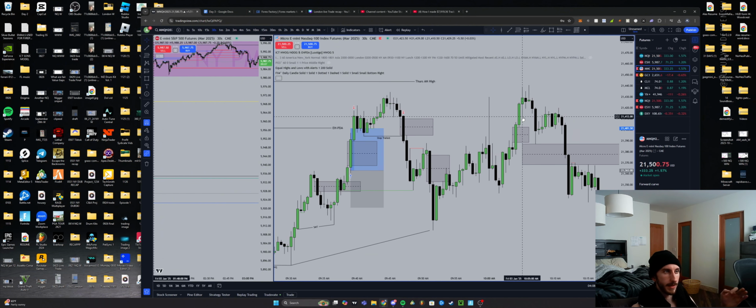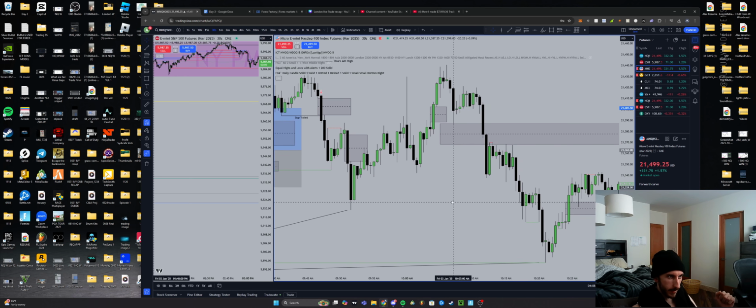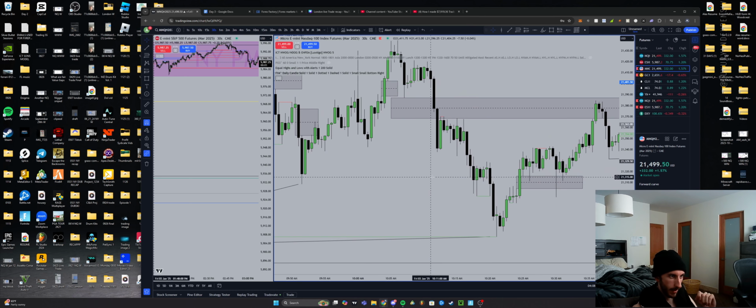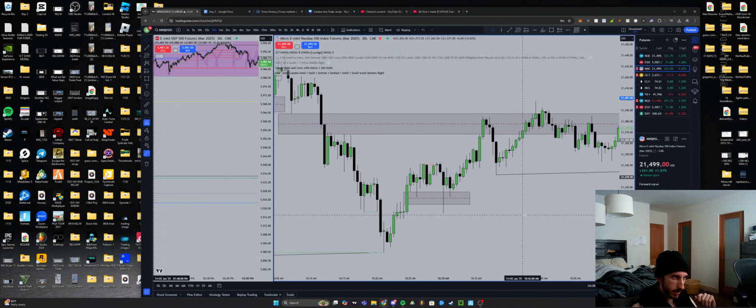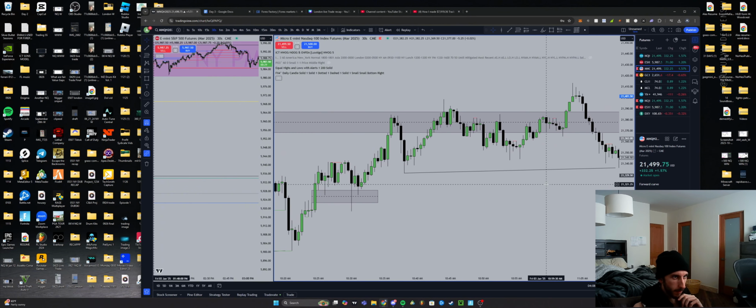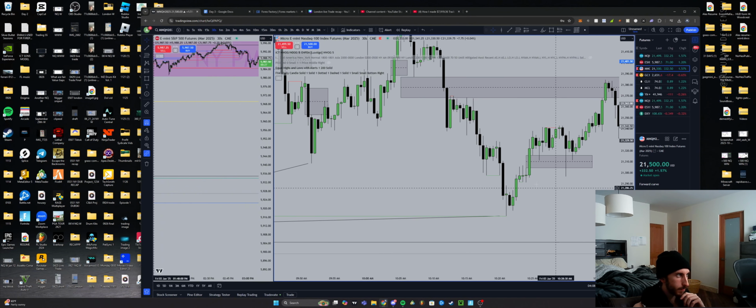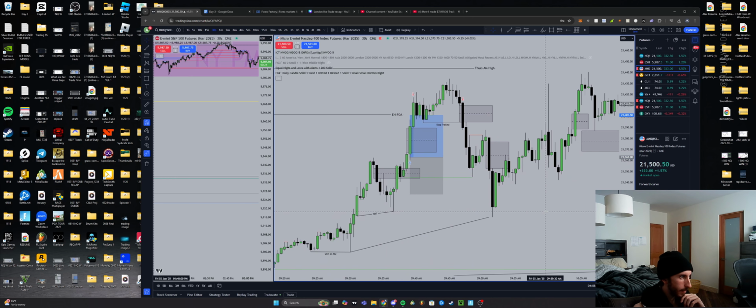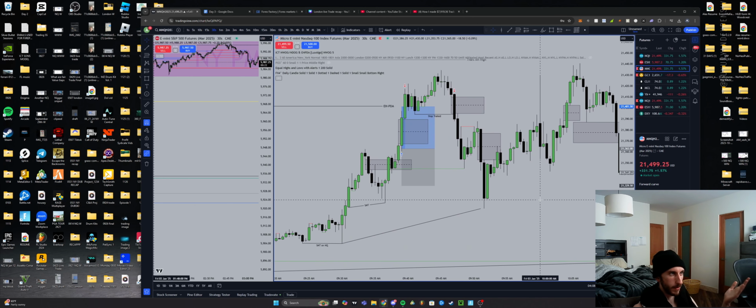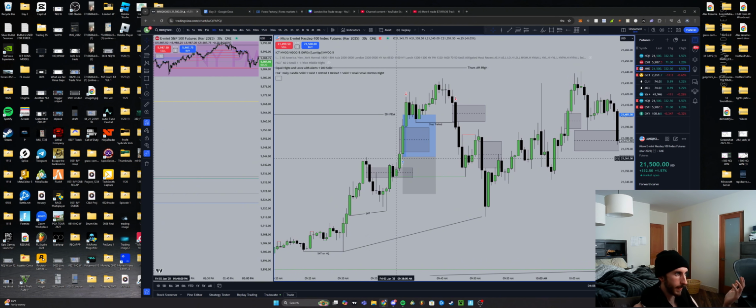And again, it doesn't have to be wicks. Let me see if I can find an example of a fair value gap that doesn't have a wick on one of the ends. I don't think I'll be able to find any right now because I don't think we got any. But an example would be something like this. Let's say this wick here at this candle at 938, let's say this wick didn't exist and there was just a body. That would still be a valid gap, right?